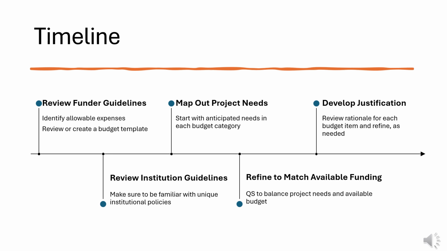Assess anticipated needs for each budget category and map out project requirements to ensure they align with available funding. As you refine the budget, develop clear justification for every item, reviewing and adjusting the allocation and rationale as needed to optimize funding utilization in compliance with funding requirements. Making these adjustments is easiest if you are working with a template so that totals will automatically update as you make changes.